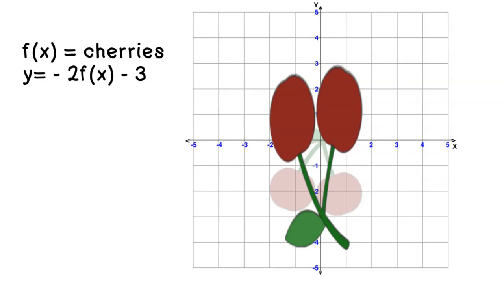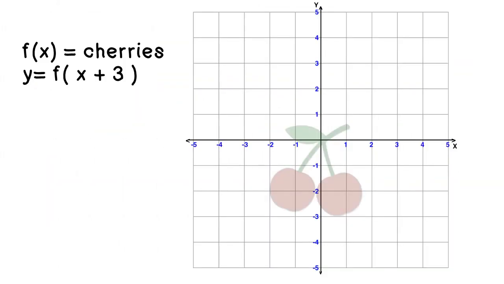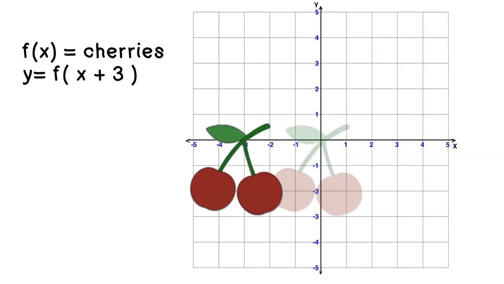Now let's see what happens when we do stuff before the function is applied, or inside the function, if you will. Everything happens horizontally and backwards. So when we add 3, we're actually moving it to the left 3. And when we subtract a number, we're going to move it to the right. And similarly, when we multiply by a number greater than 1, we're actually going to squish it. And when we multiply by a number less than 1, we're going to stretch it. And all of this happens horizontally.